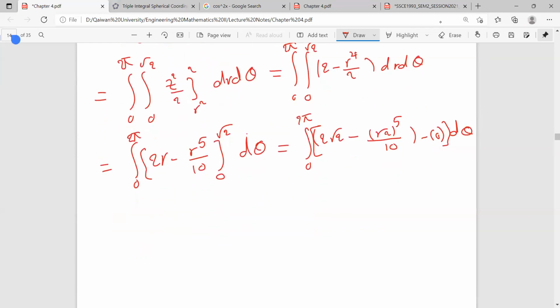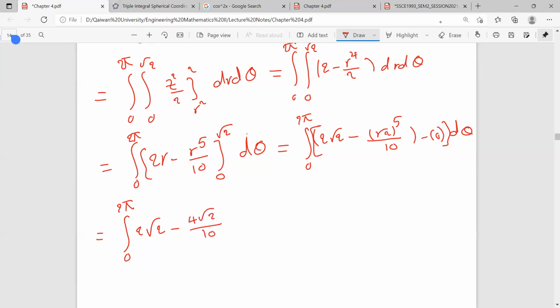Okay, now it equals the integration from 0 to 2 pi of 2 square root of 2 minus square root of 2 to the power 5, which is square root of 32, because square root of 2 to the power 5 is square root of 32. And it is 16 multiplying by 2, which is 4 square root of 2, divided by 10.